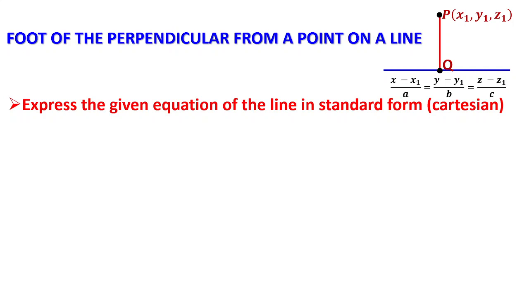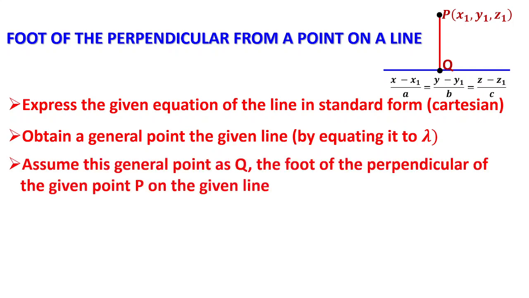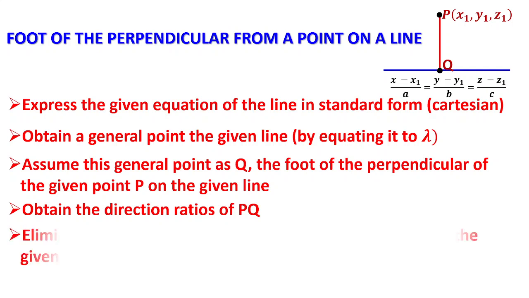That is, I am talking about Cartesian. Then obtain a general point. You know how to get a general point? Equate it to lambda. Then assume this general point as Q. Any point on that line is this, therefore we will call it Q. Then after that, obtain the direction ratios of PQ. How to get it? x2 minus x1, y2 minus y1, z2 minus z1. Already we have discussed when the coordinates of 2 points are known, how to get the direction ratios.